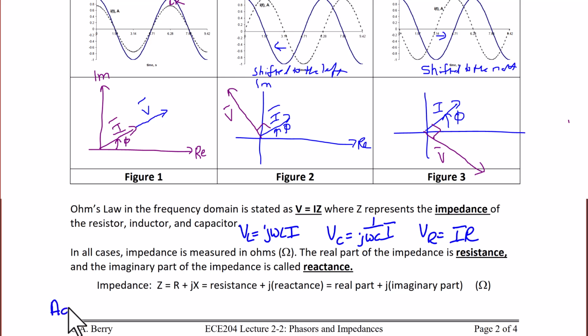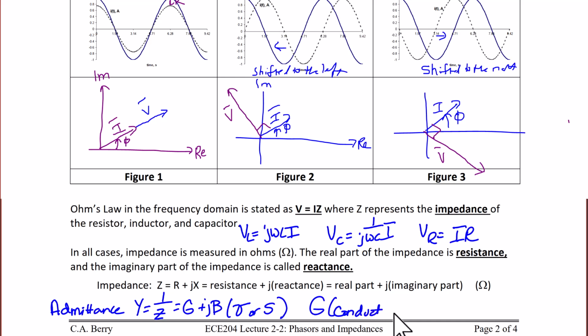In all cases, impedance is measured in ohms, where the real part of the impedance is resistance and the imaginary part of the impedance is called reactance. Z equals R plus jX, measured in ohms. Admittance is the reciprocal of impedance. So admittance Y is equal to 1 over Z, which is equal to G plus jB, where G is the conductance and B is the susceptance, and admittance is measured in either mhos, which is an upside down omega, or S, which is Siemens.